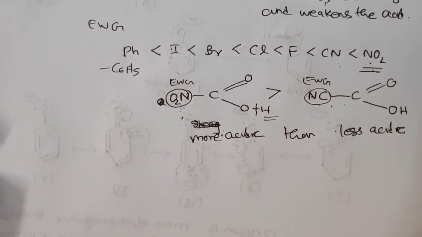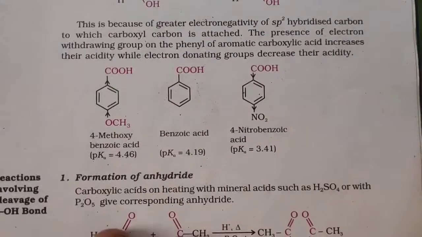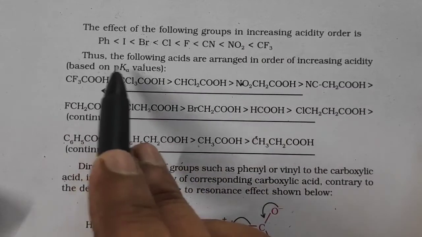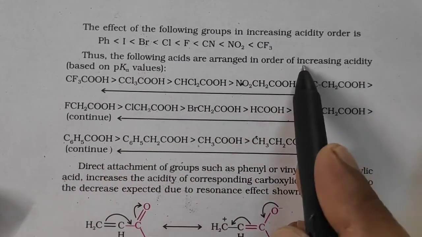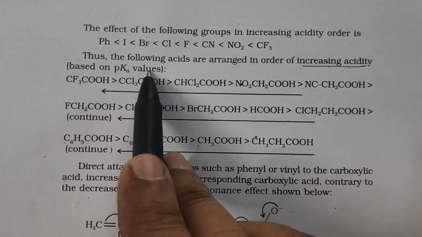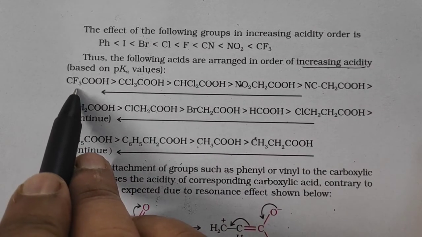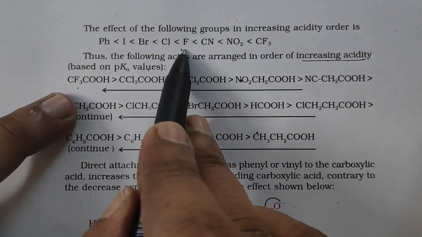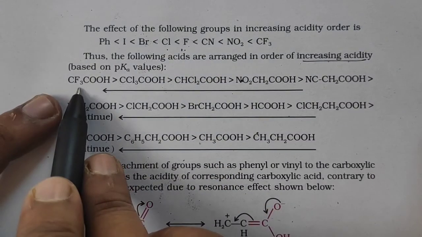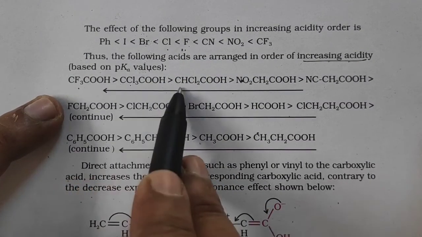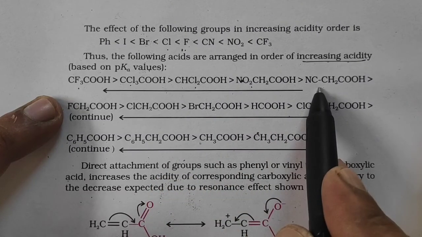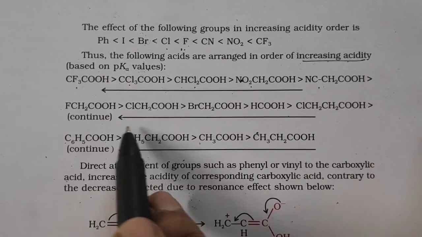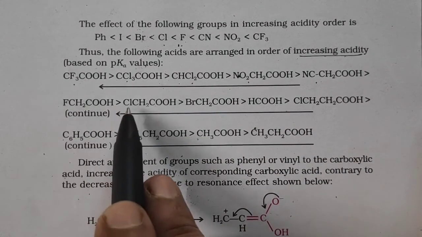Now in your textbook one example is given. You can see here, this was the order I was talking about. The following acids are arranged in the order of increasing acidity based on pKa values. Here if you see CF3, what we saw is that fluorine is more acidic than chlorine. So first fluorine will come, it is more acidic than chlorine, then CHCl2, then NO2, and then last will be CN. If you want to draw the order, then this will be the order. Then you see here fluorine is there, right? Then what is there?